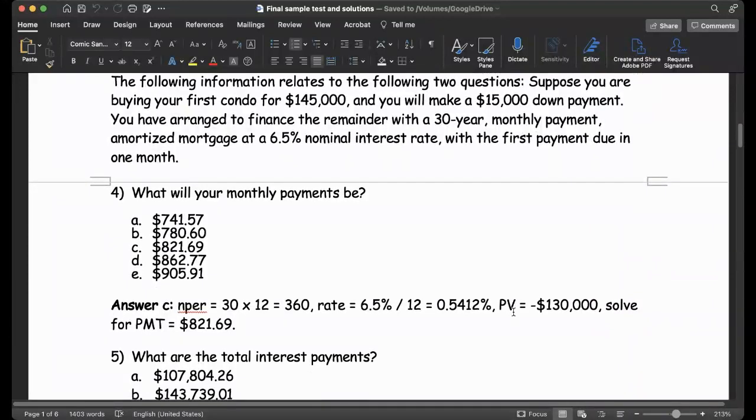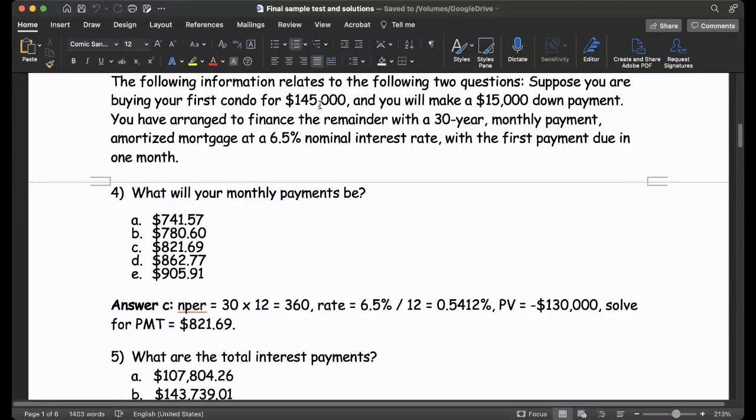The following information relates to the following two questions. Suppose you are buying your first condo for $145,000 and you will make a $15,000 down payment. You have arranged to finance the remainder with a 30-year monthly payment, amortized mortgage at a 6.5% nominal interest rate, with the first payment due in a month. What will your monthly payments be?